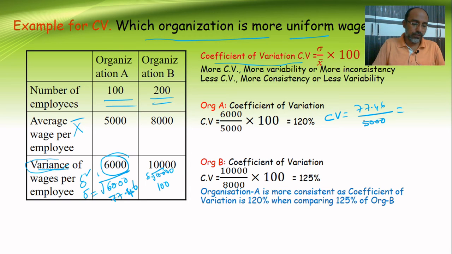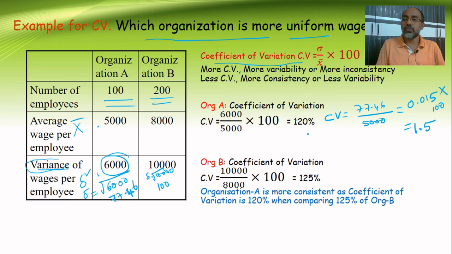So CV is equal to standard deviation divided by 5,000. So you will get 0.015. Okay, if you multiply by 100, you will get 1.5. The answer is 1.5.